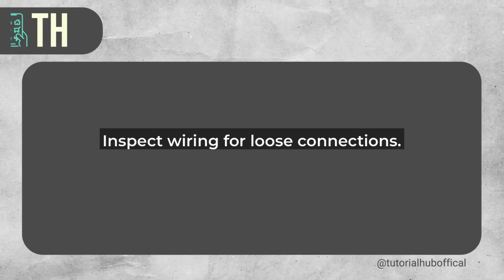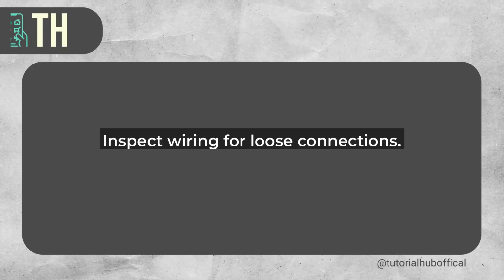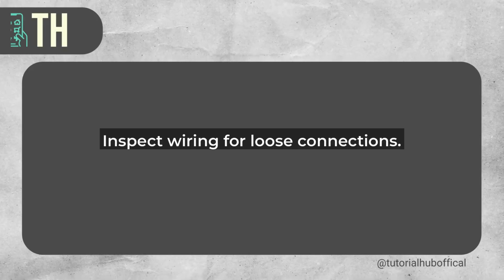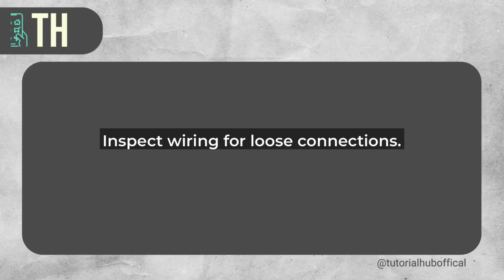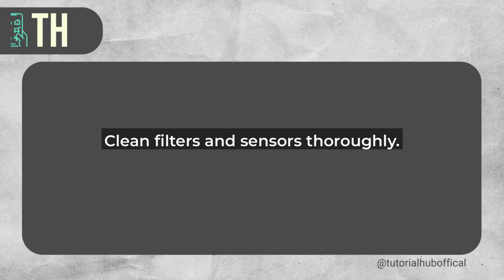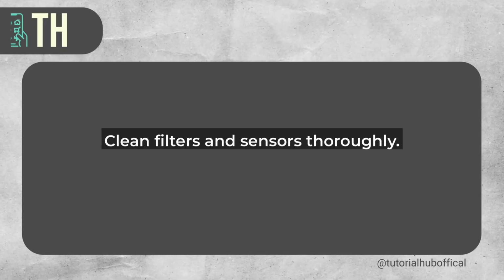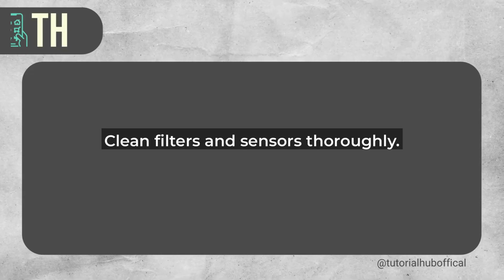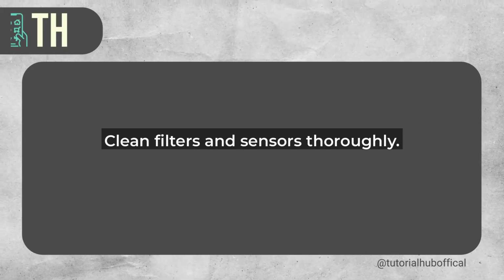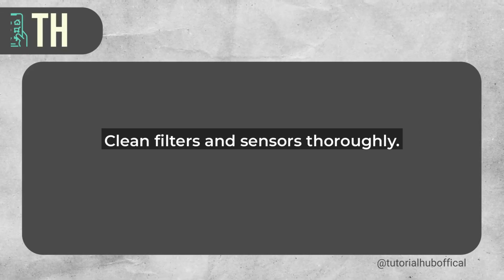Step 2. Inspect the wiring. Error code E9 is often due to loose or damaged connections between the indoor and outdoor units. Carefully examine the cables for any signs of wear or disconnection. If you spot any issues, secure them tightly, but if you're not comfortable, call a professional.